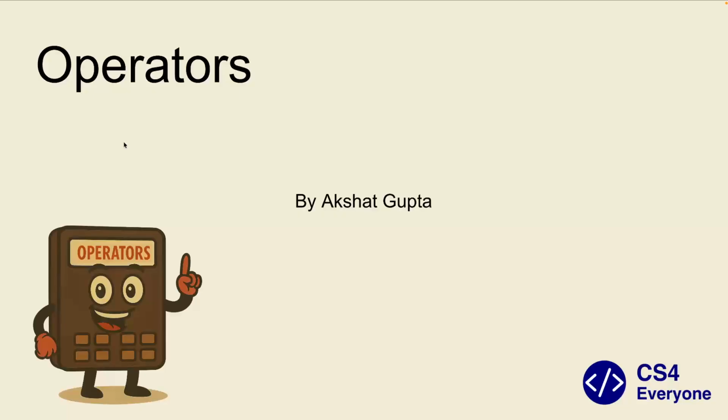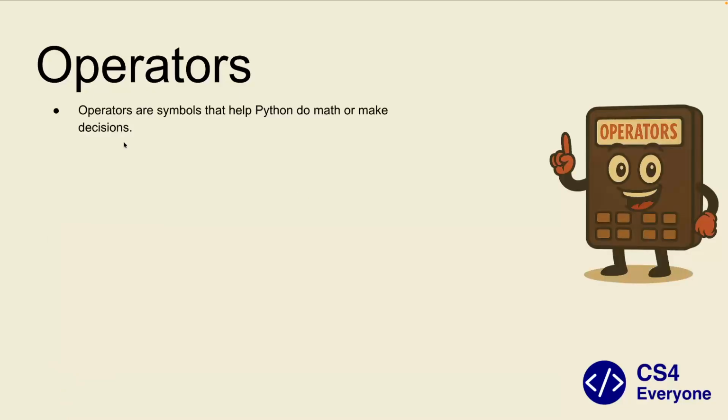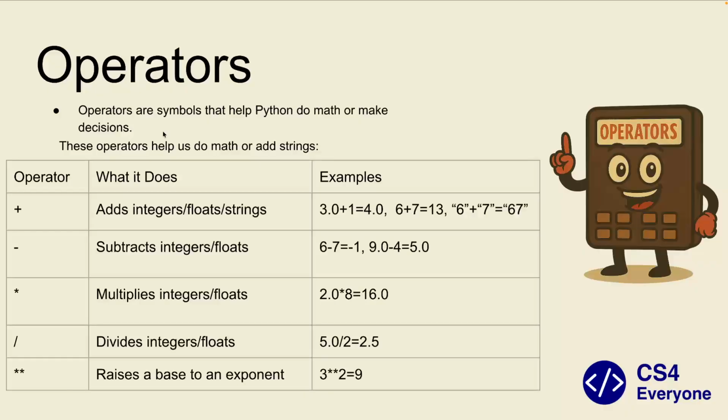Today, we're going to be learning about operators. Operators are symbols that help Python do math or make decisions. These operators help us do math or add strings. The plus operator adds integers, floats, and strings. The examples include 3.0 plus 1 equals 4.0, 6 plus 7 equals 13. But 6 plus 7 with the strings on both the 6 and the 7 will be 67 with strings.